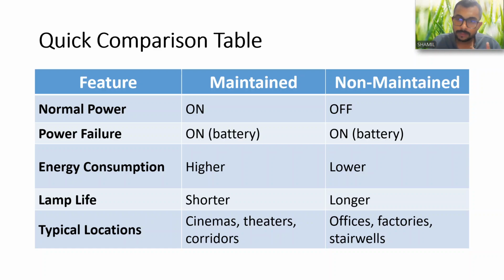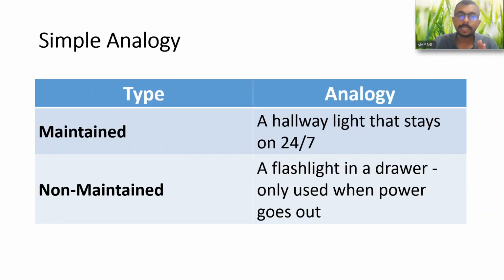The typical locations for maintained emergency light include cinemas, theaters, corridors, etc. Whereas for the non-maintained lights, it includes offices, factories, and staircases. Okay, so this is a quick comparison between the maintained and the non-maintained emergency light.